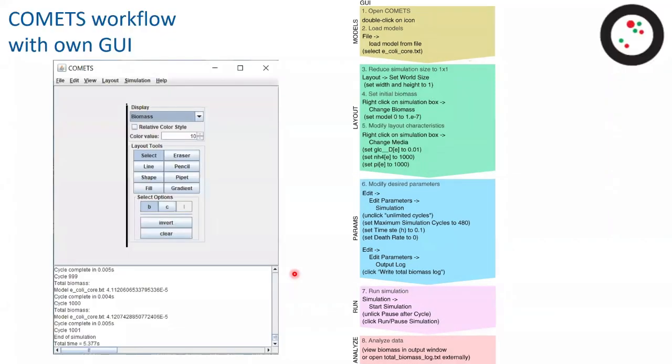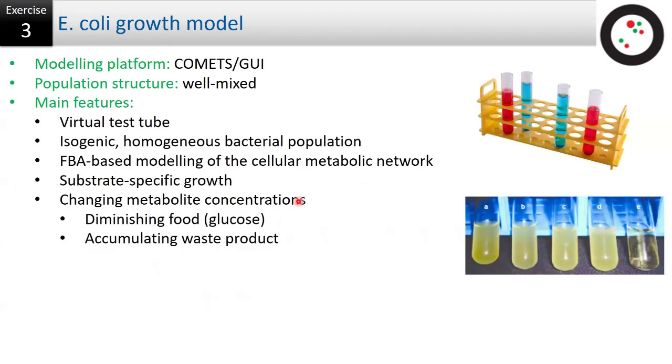So first, I am going to show you how to do a simple model using the COMETS workflow with its own user interface. It's going to be a simple E. coli model. So it's going to be anaerobic fermentation on a minimal media in a virtual test tube, and the only carbon source will be some glucose that we put in the beginning, and then see how the initial biomass of bacteria grow, and of course the glucose will be consumed, and we will see some waste products accumulating.